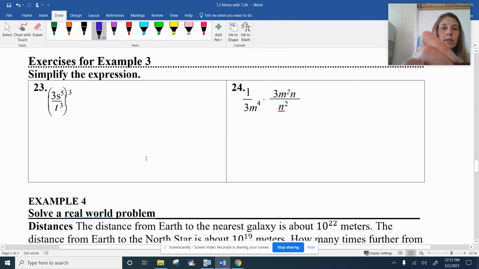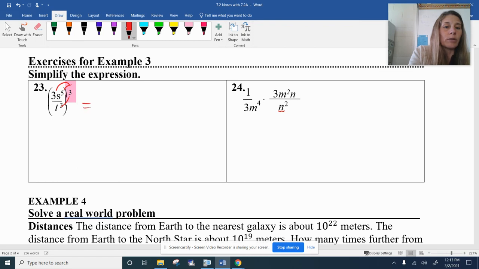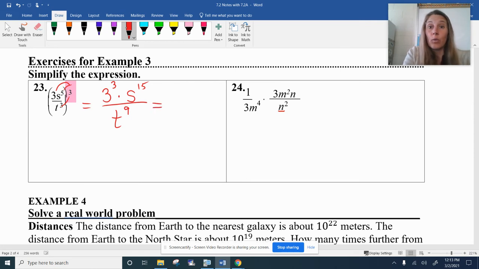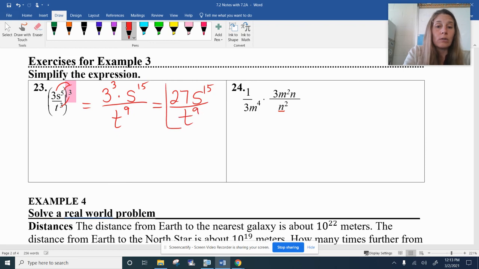Okay, so practicing just a couple more like this. Here we have a 3 on the outside, so that 3 is going to go to everything. So 3 to the 3rd power, and s to the 15th, because we're going to multiply the 5 and the 3. And then on the bottom, we have t to the 9th. The only thing I can simplify here is I can work out the 3 to the 3rd on my calculator. 3 times 3 times 3, which is 27. And then I have s to the 15th over t to the 9th.